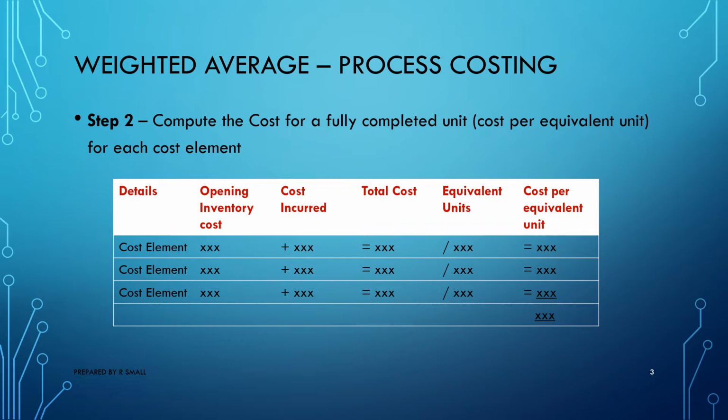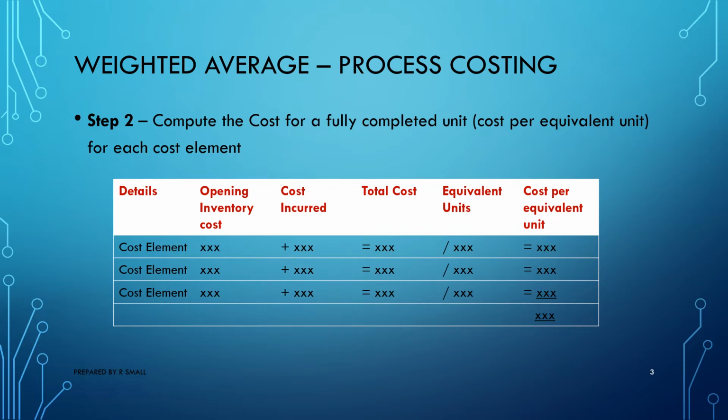Here again is another table. This is our step 2. So we've looked at step 1. For step 2, you have to compute the cost for a fully completed unit, or in other words, the cost per equivalent unit for each cost element. But because we are using the average cost method, this is calculated slightly differently than when you use the FIFO method.